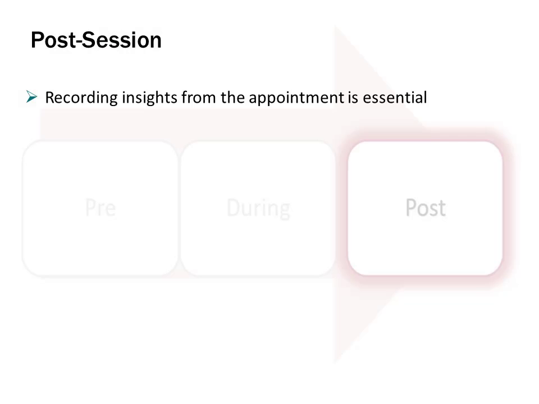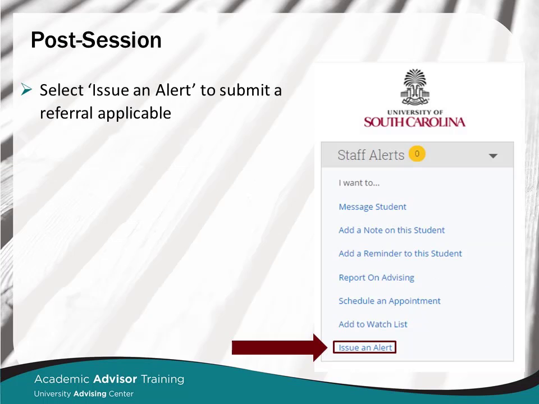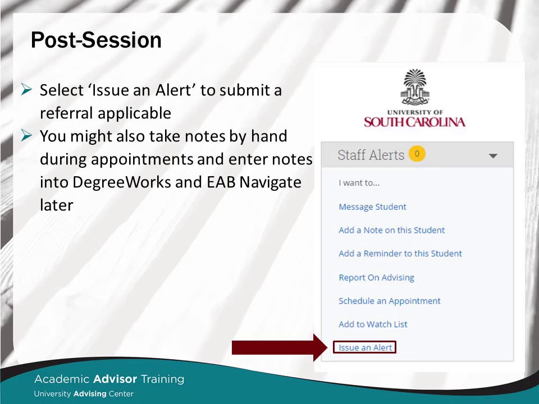Post-session. Recording insights from the appointment is essential. In the peak of advisement, you may not be able to get your notes entered immediately, so be sure to allot time for notes entry in your schedule. Use the Advising Report function in EAB Navigate to record notes and observations during or immediately after the appointment. If you are referring the student, select Issue an Alert to submit the referral to the other office. You might also elect to take notes by hand as you talk with a student and devote the last portion of your day to entering notes in DegreeWorks and EAB Navigate.